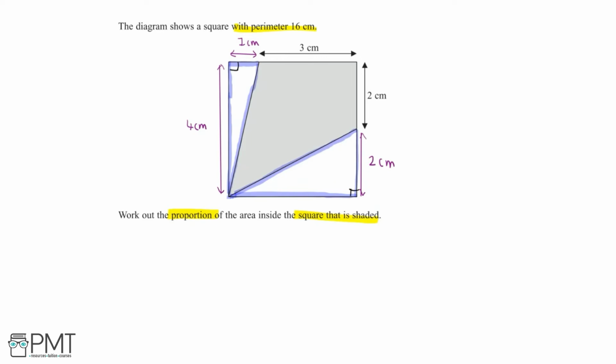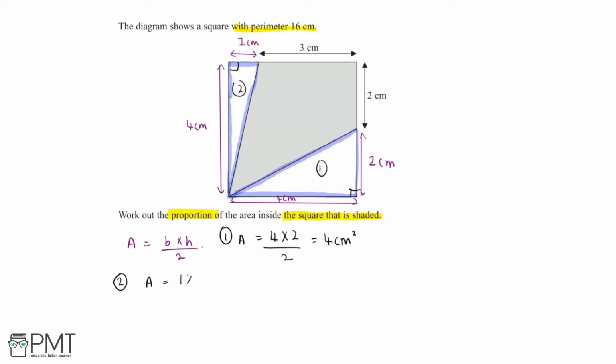Now we can work out the area of a right-angled triangle by doing area is equal to base times height divided by 2. So let's call this triangle 1 and this triangle 2. Looking at triangle 1, we can say that the base is equal to 4 centimeters and the height is equal to 2 centimeters. So the area is 4 multiplied by 2, divided by 2, which is equal to 4 centimeters squared. Now let's look at triangle 2. We have a base of 1 centimeter and a height of 4 centimeters, and so A is equal to 1 times 4 divided by 2, which is equal to 2 centimeters squared.